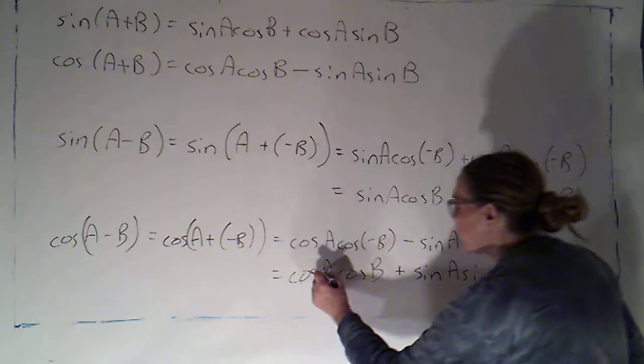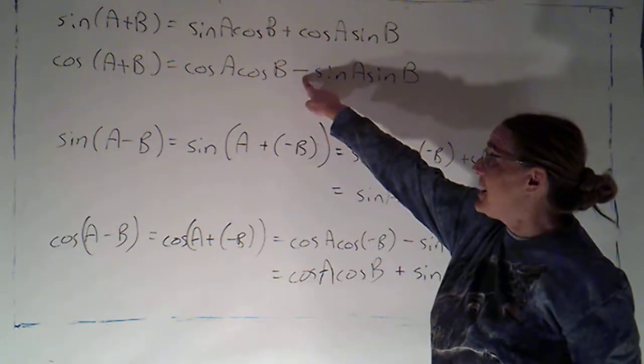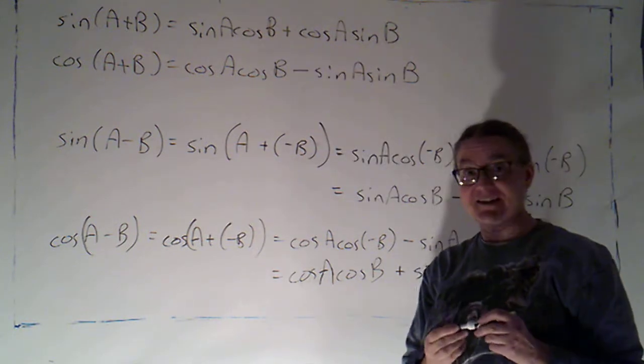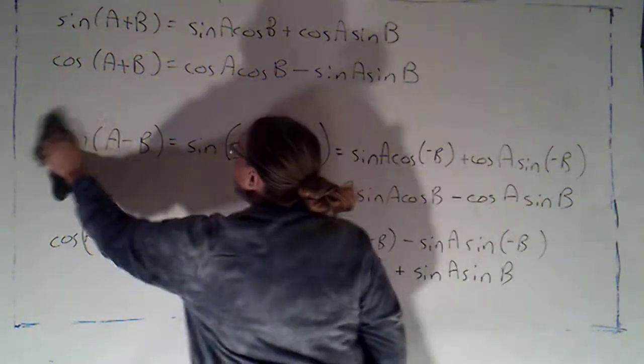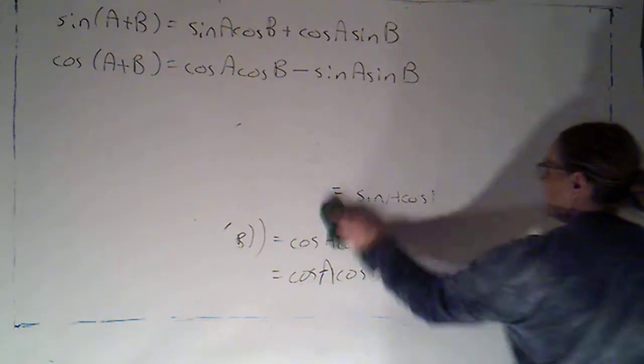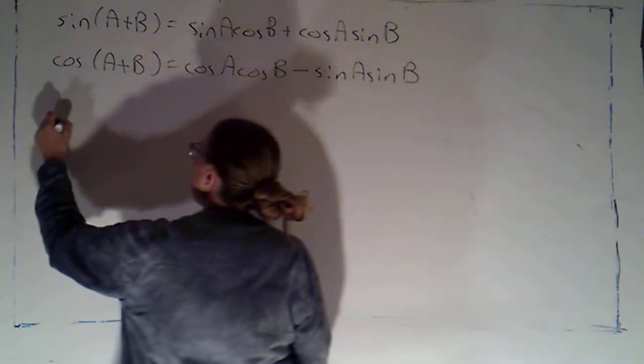Okay, kind of cool. Notice with cosine also, all that happened was that the sign in between the two terms got changed. Okay. Now, I can use these difference formulas that we've just derived to prove some nice cofunction identities.